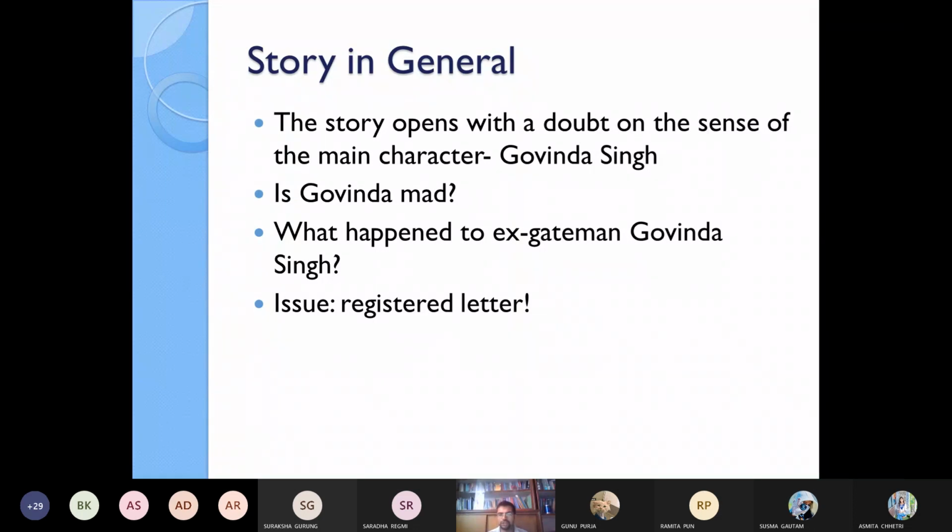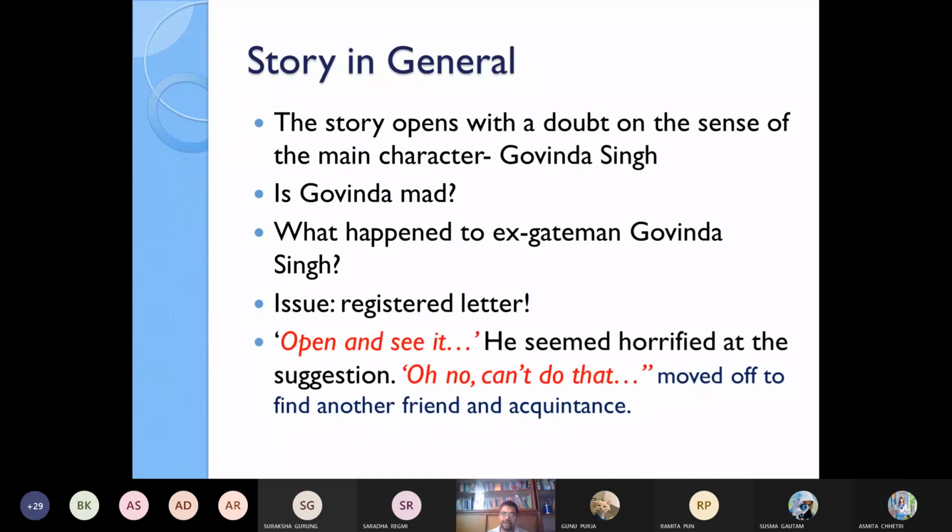And is it due to what is registered later? This is the major concern. And here, as I have highlighted in red, you can see: open and see it. He seemed horrified at the suggestion.